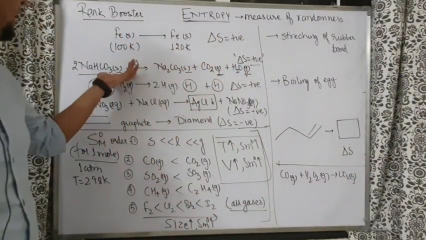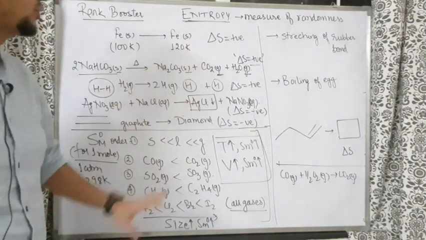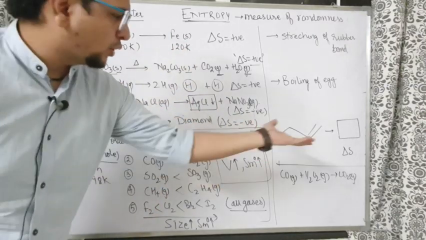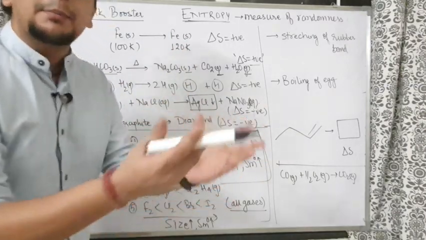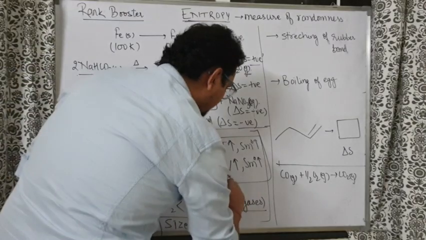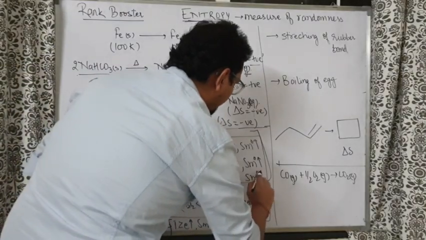So this kind of neglection you cannot do. You can't simply neglect solid like here in this case, because all 3 are gases. Now compare number of moles. So if number of moles also increases, then also entropy increases.